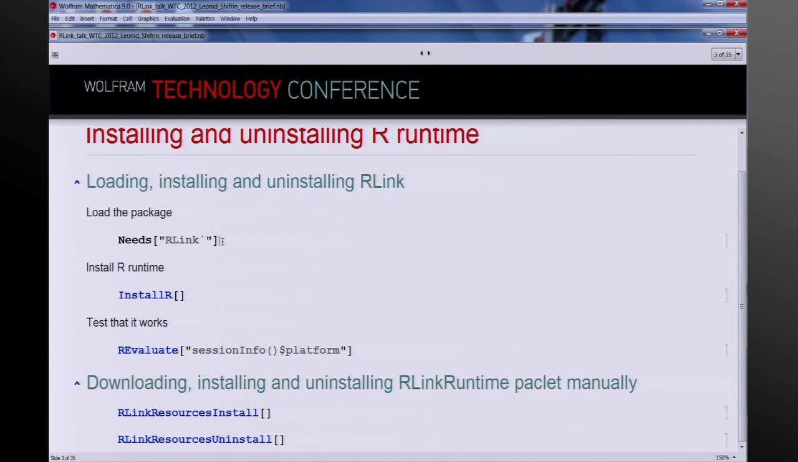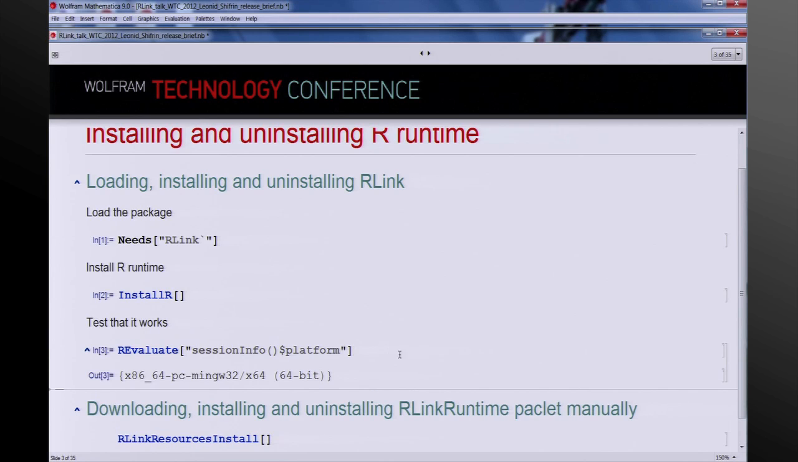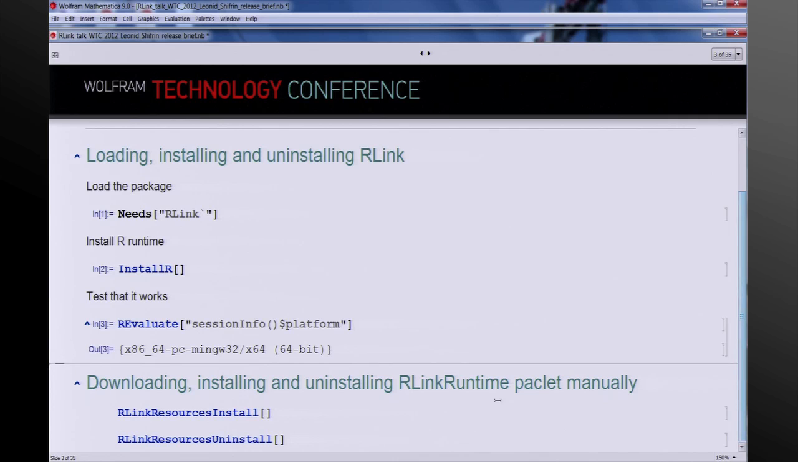Let me just show you how it looks. If you want to start working with RLink, first thing you do, you call Needs RLink to load the RLink package, and then you have to call InstallR. So once we've done that, this is just a sanity check. REvaluate I'll cover later, but that's one of the main functions of RLink, which allows you to execute arbitrary R code from within Mathematica. So it just returns some information about the R session.